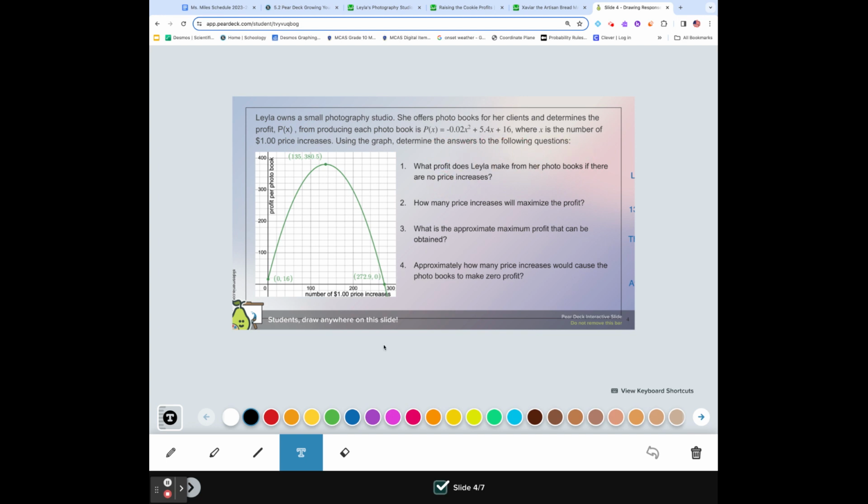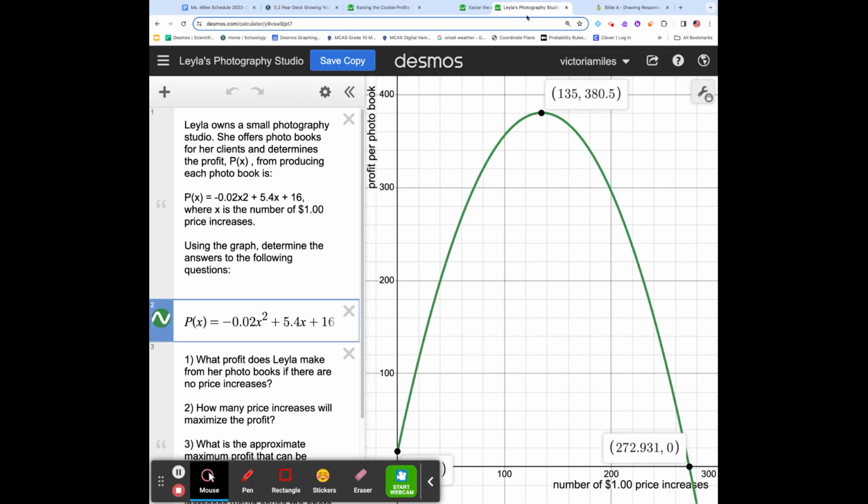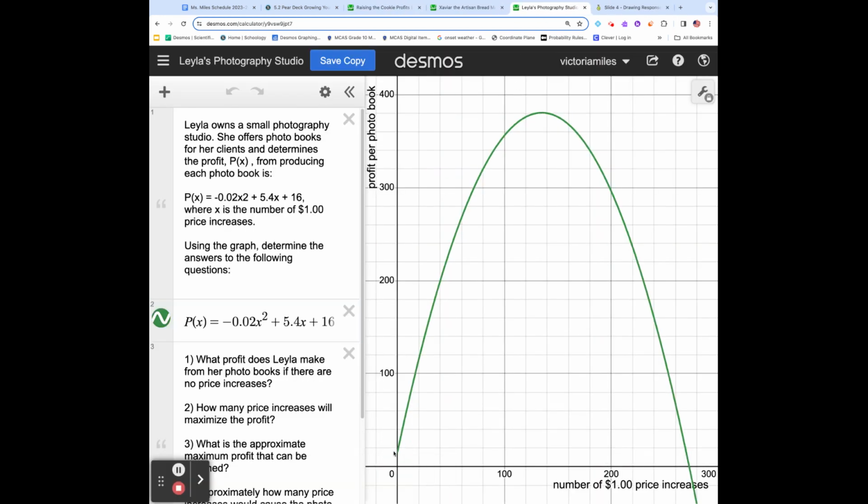So here are your questions, and you're going to pause the video and answer these, preferably in complete sentences. What profit does Layla make from her photo books if there are no price increases? So you want to find the place on the x-axis that would help you answer that question. How many price increases will maximize her profit? And what is the approximate maximum profit that can be obtained? Approximately how many price increases would cause the photo books to make zero profit? And remembering there is an interactive graph, you can tap on these points, and that gives you some information, perhaps.